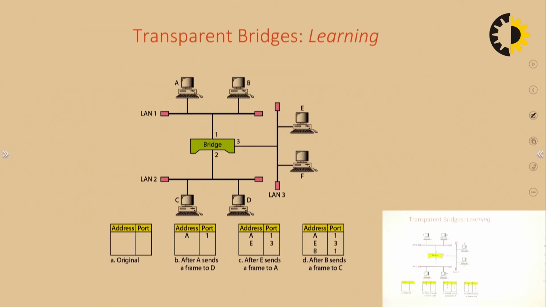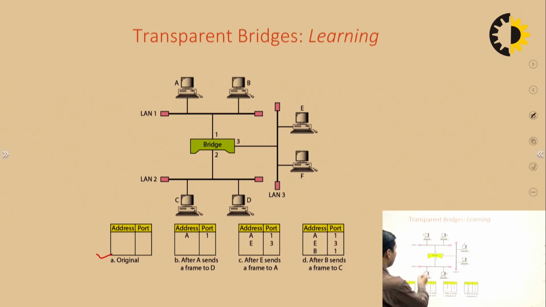So this is a transparent bridge. You can see here this bridge has three ports: 1, 2 and 3. LAN 1 has stations A and B connected, at port 3 are E and F, and at port 2 the bridge has C and D. Initially, the bridge is not aware of how many stations are connected, but when transmission starts, that means the movement of data packets starts, it will create its lookup table. Originally this table is blank, with address and port columns.